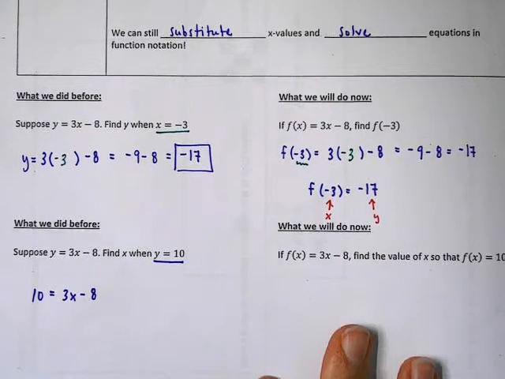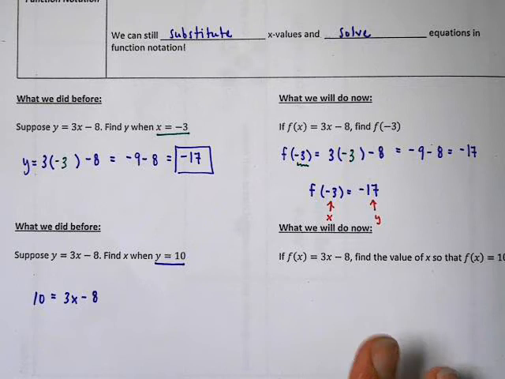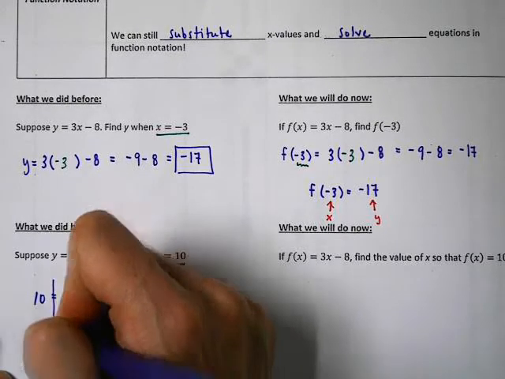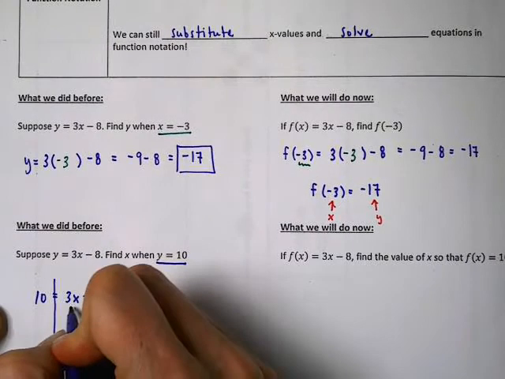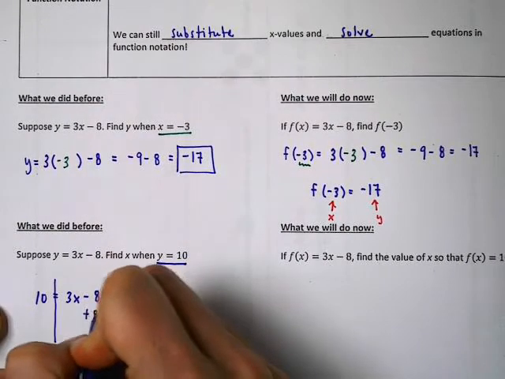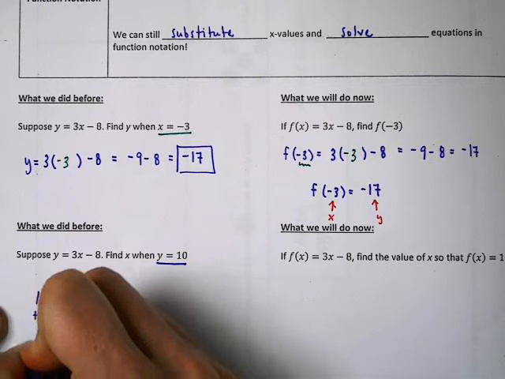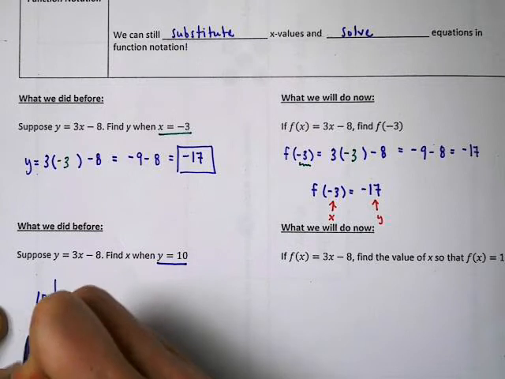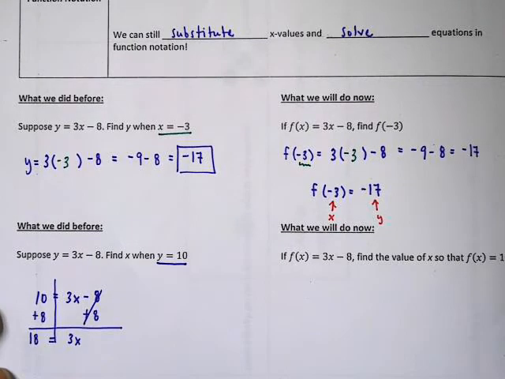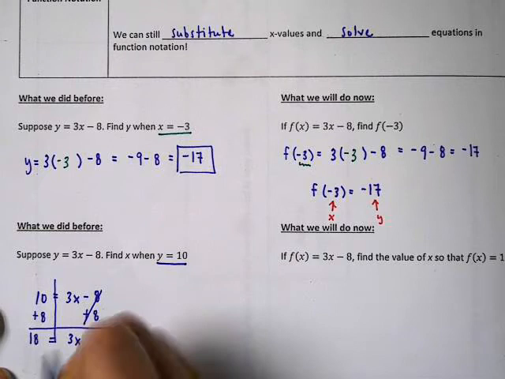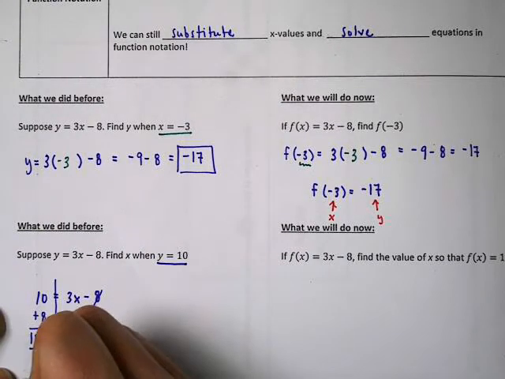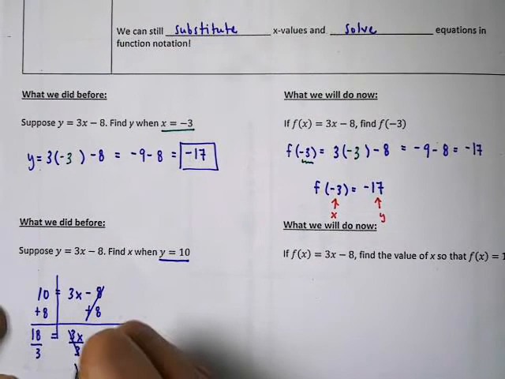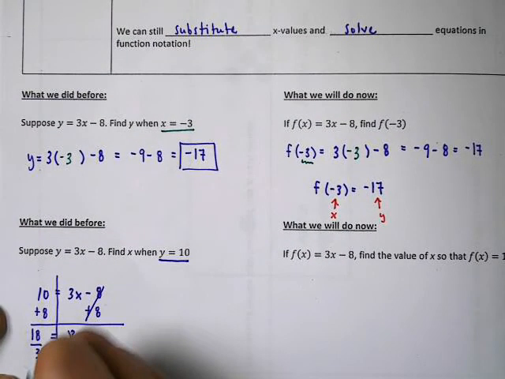And here's where we need to kind of revisit those skills on solving equations, right? Now my goal is to get x by itself. So I'm going to draw my line. I know to get x by itself, I have to move this 8. So I'm going to add 8 to both sides. I get 3x is equal to 18. Now I'm going to divide by 3 on both sides. That's going to help me get x by itself. And I know x is equal to 6.